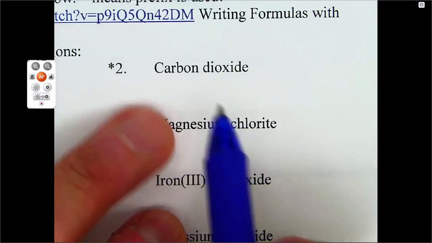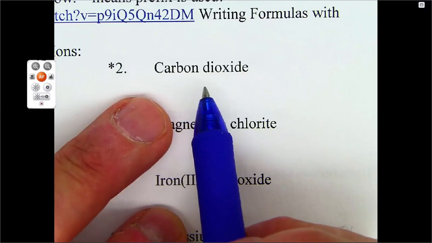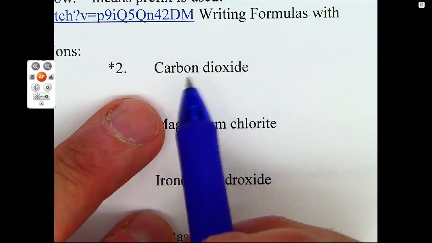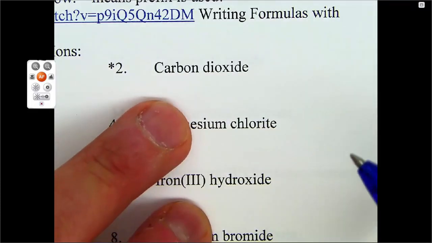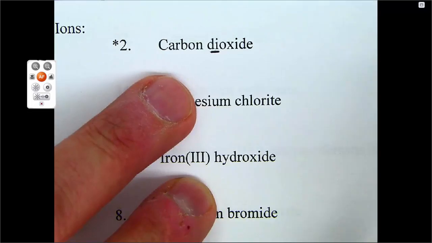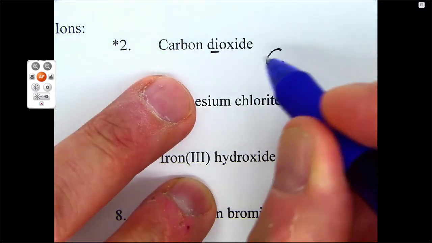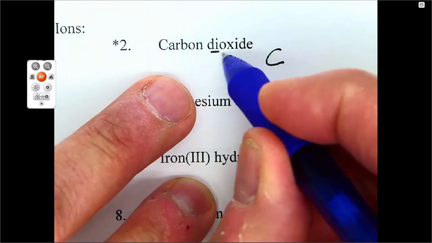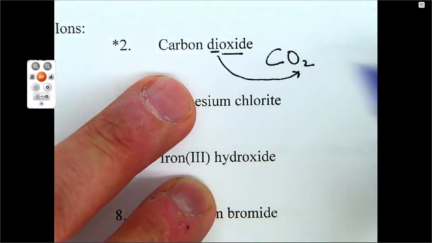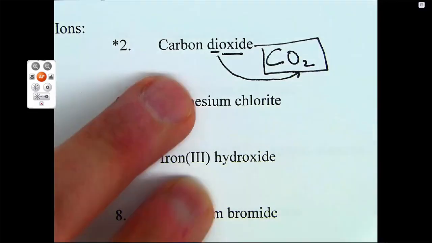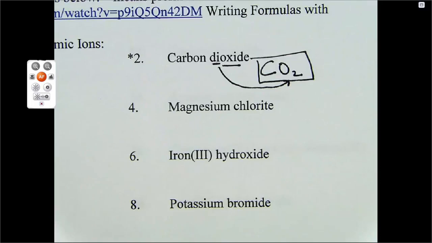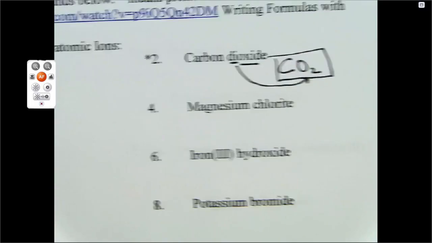Okay, number 2 is carbon dioxide. You see that it has the asterisk. This is a covalently bonded compound, 2 nonmetals. So if you see dioxide, you will not see it on your pink sheet. Carbon is C, oxide is O, and the di is 2. So I have mixed some of these covalent compounds in, and I think they still have an asterisk. Okay, let's do number 3.